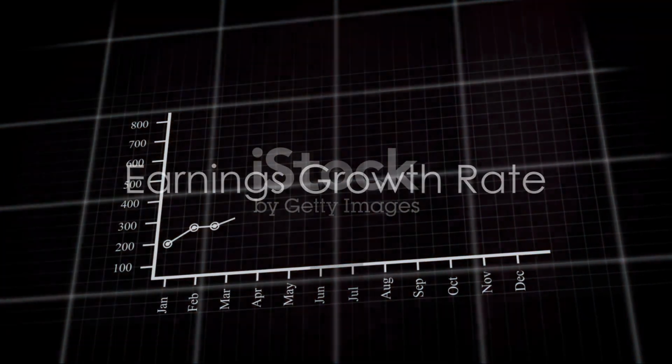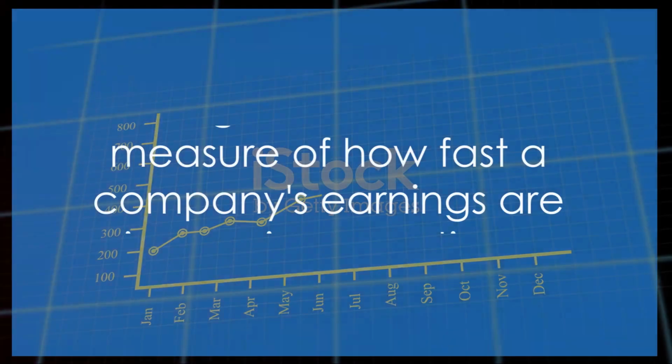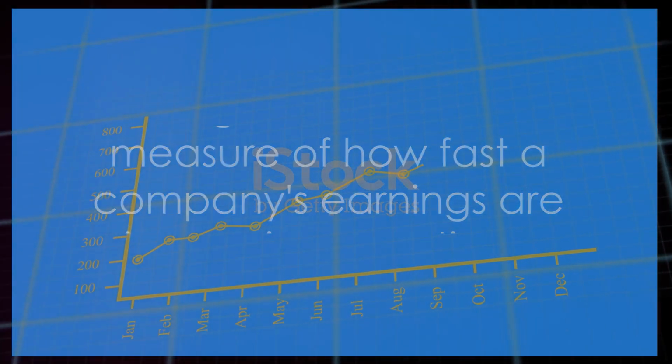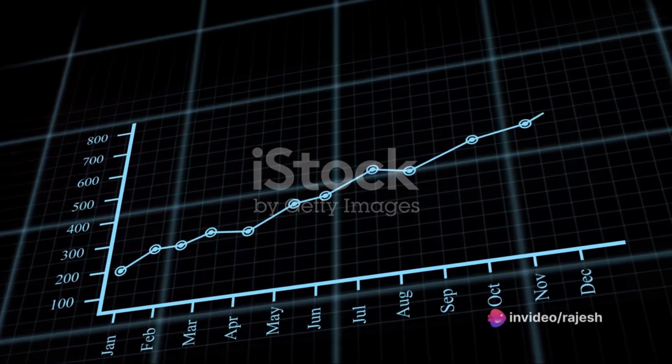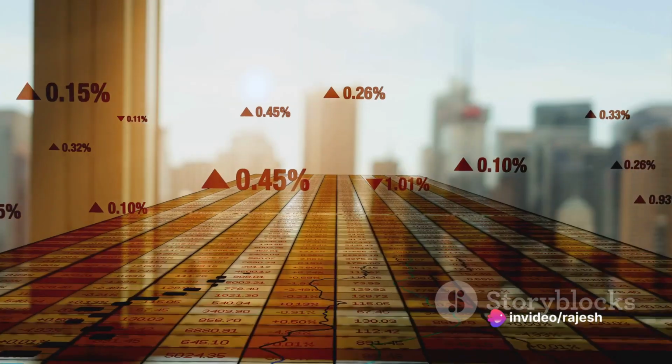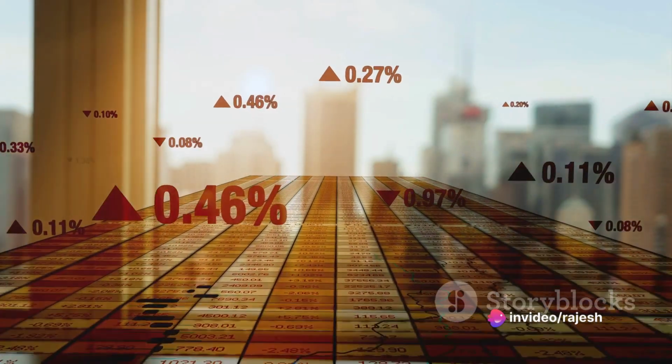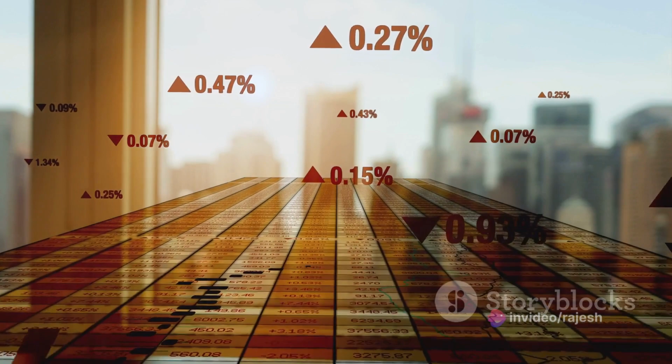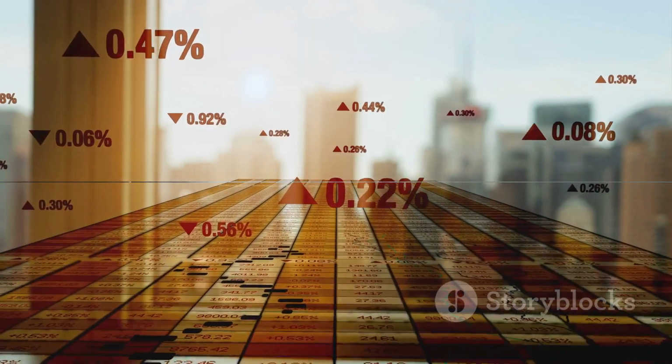Finally, the earnings growth rate. This metric evaluates the rate at which a company's earnings are growing over time, often expressed as a percentage. The formula is the current year's EPS minus last year's EPS, divided by last year's EPS, all multiplied by 100.